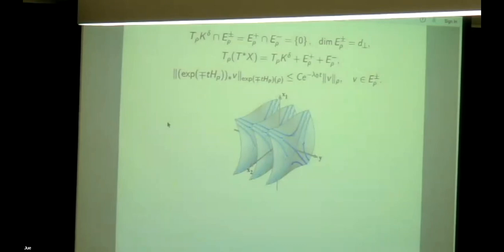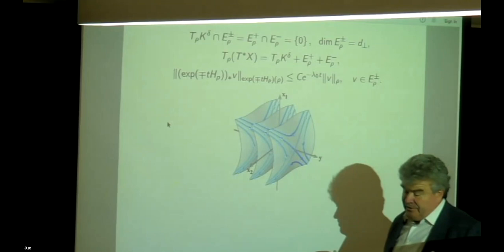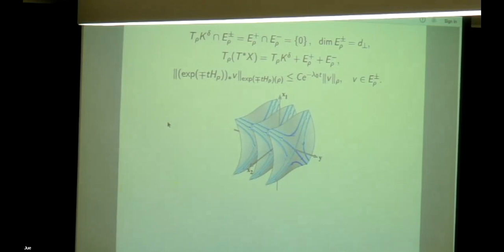So now here is the definition of the normally hyperbolic set, namely that the tangent space splits. We have this K, which does not need to be very regular. In the case of the cosphere bundle, it is very regular; it is smooth. But in the case of a black hole, it is very rough.